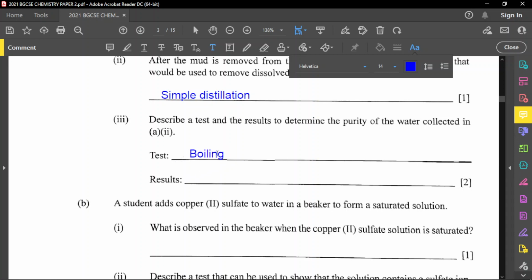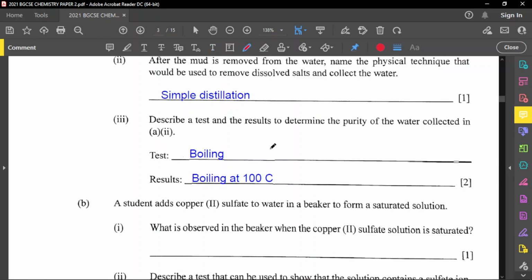So the result you're going to look for is the boiling point. The result is that it boils at 100 degrees Celsius. So you check if it's boiling at 100 degrees Celsius. All right, let me just put the C and then I will write the degrees Celsius sign here. So this is 100 degrees Celsius.